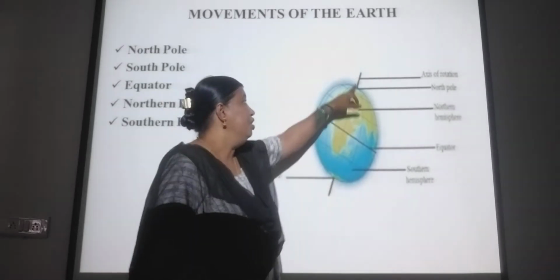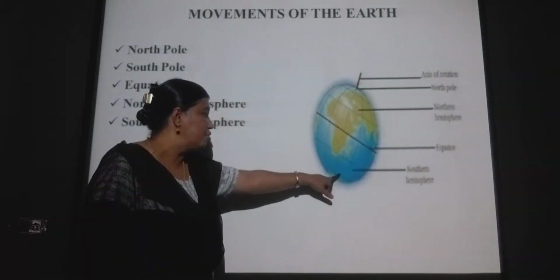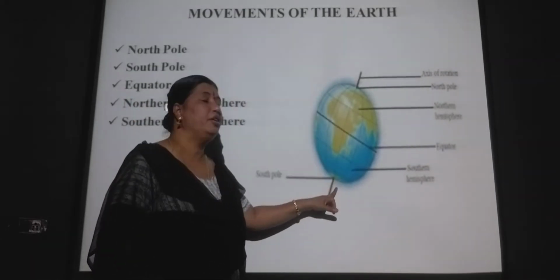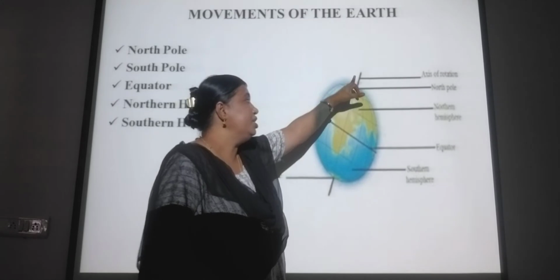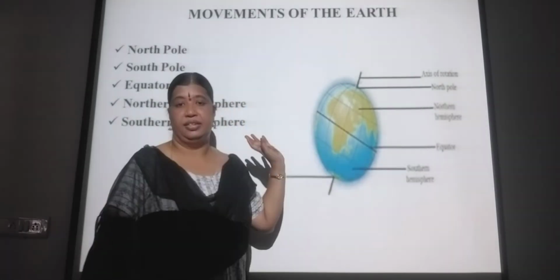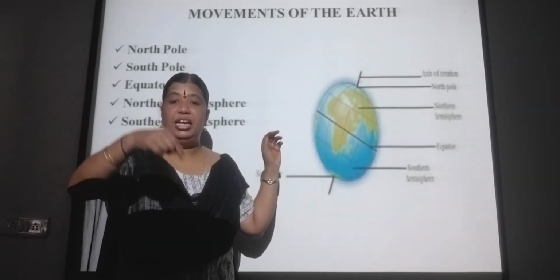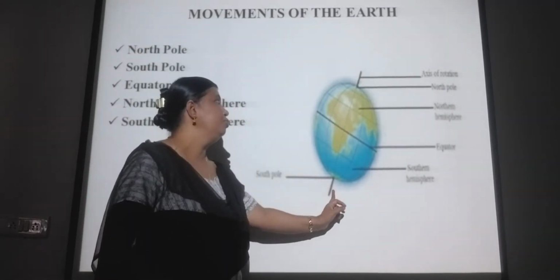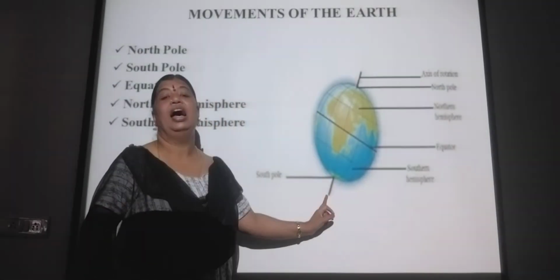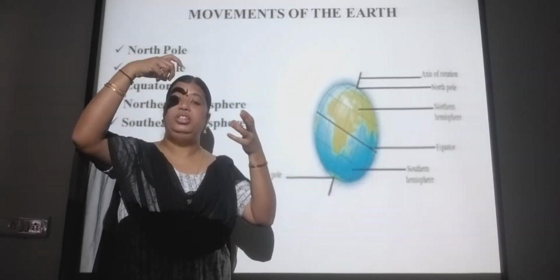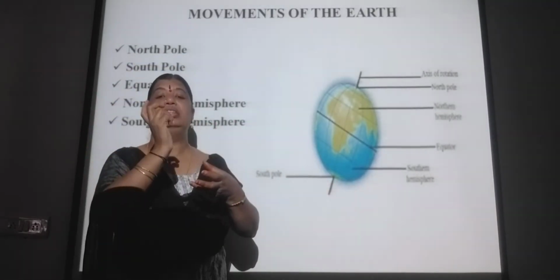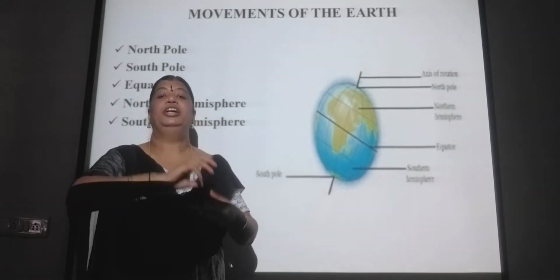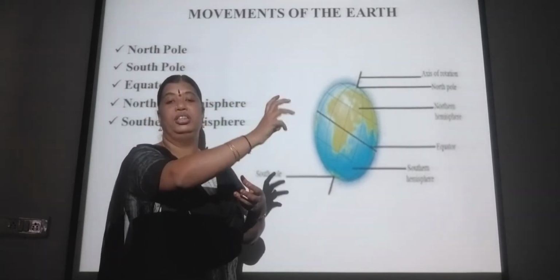And also, an imaginary line is drawn to the top, touching the top and the bottom part of the earth. Now, this is called the axis. The imaginary line which is drawn from the north pole to the south pole is called the axis. Through this axis, the earth is moving. It is moving around itself. It is also moving around the sun.